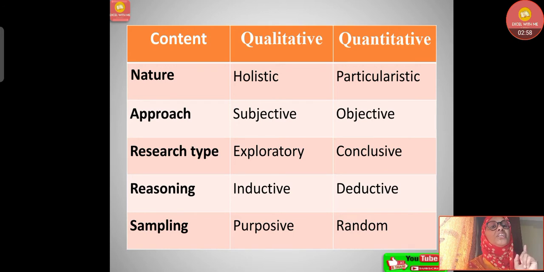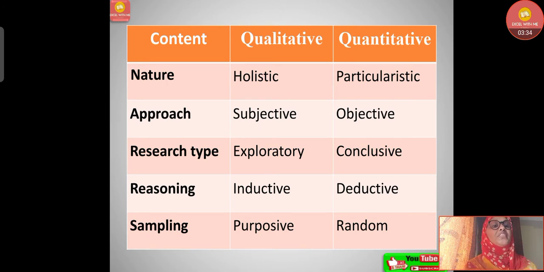Now what is the research type? Qualitative is exploratory, that is theory development. Quantitative is conclusive. We can come to a conclusion by testing the hypothesis. Now reasoning: qualitative is inductive. Inductive is particular to general, that is, from examples we go to the general. Then quantitative is deductive, that is general to particular, specific, related to the approach or theories.